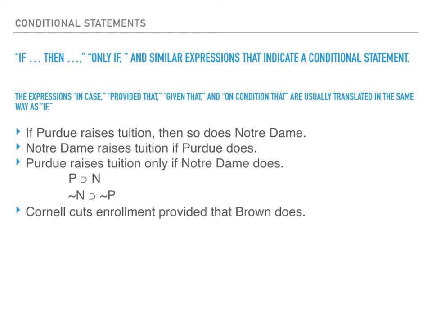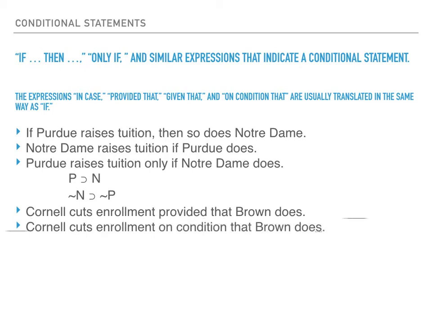And we treat phrases like provided that as being more like if. So Cornell cuts enrollment provided that Brown does, really, according to us, says that if Brown does it, then Cornell does it. And that's what exactly would be said by this sentence as well. Cornell cuts enrollment on condition that Brown does. We treat that as saying if, rather than only if, for example. So on condition that could be replaced by the word if.